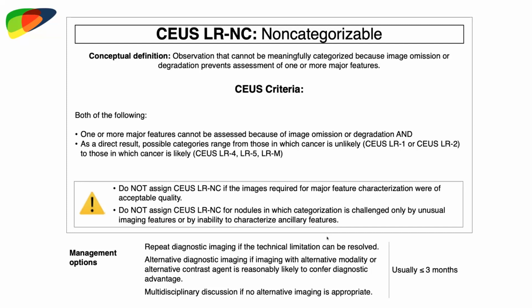In the published documentation, we have these cards with helpful information about each of the LI-RADS categories. Non-characterizable, obviously very similar to CT and MRI, is when the study is so degraded by artifact or other issues that we're not able to characterize an observation in any form or fashion.